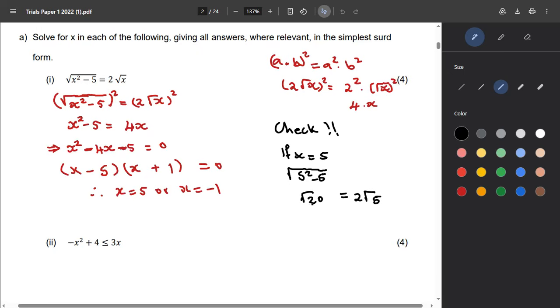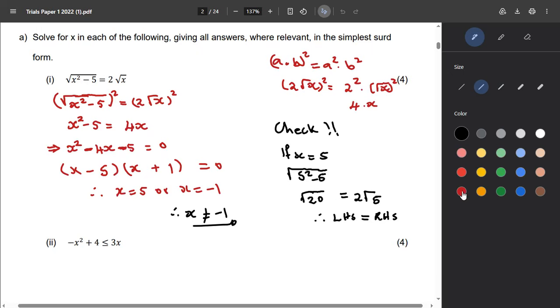If it's like this, we can definitely check on your calculator: what do you get when you say root 20? You'll see that the left-hand side equals the right-hand side. If you repeat the same steps, you'll find that minus 1 does not give us the same solution. So in this case, I need to reject that minus 1. So x must not be equal to negative 1. And that's it for that one.